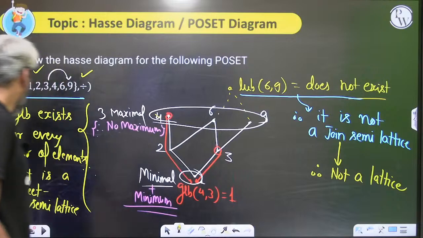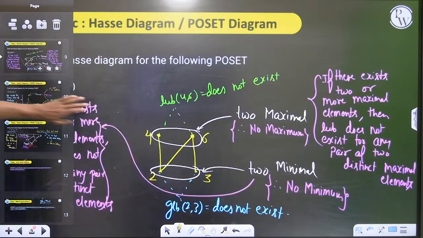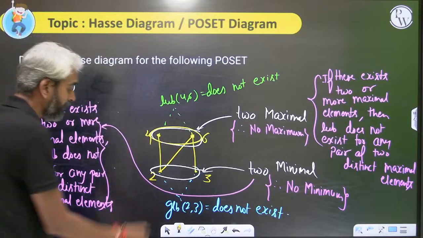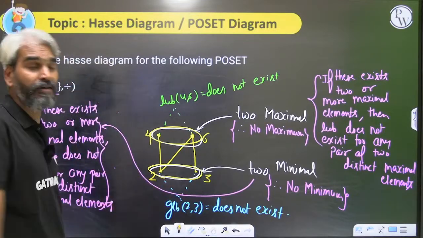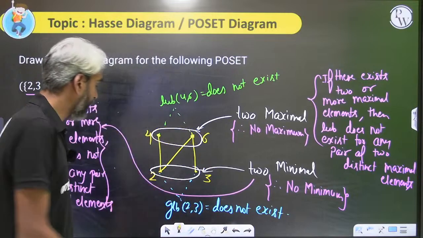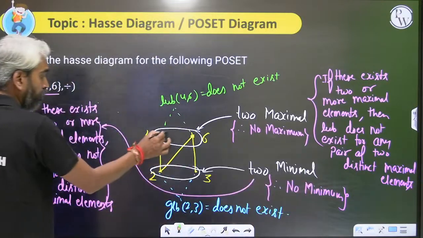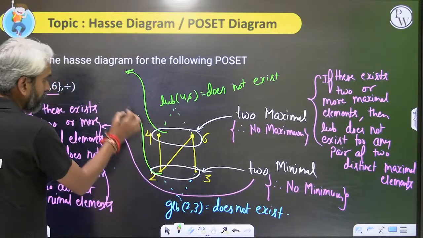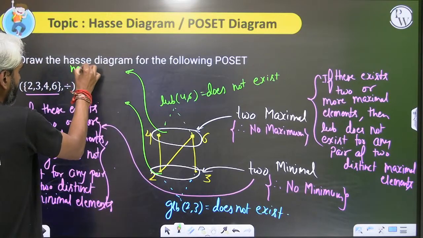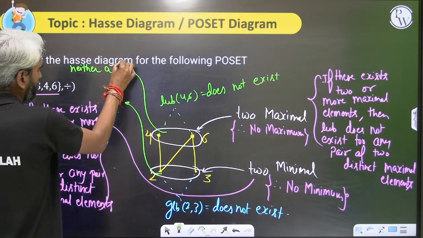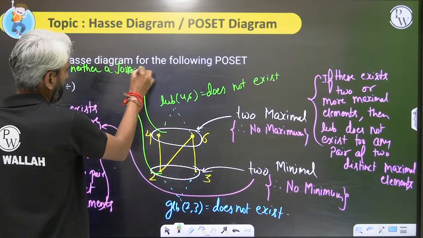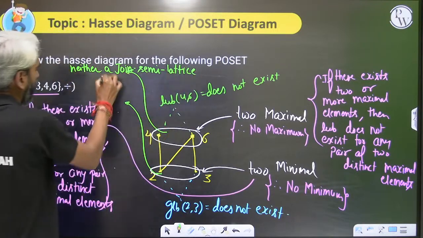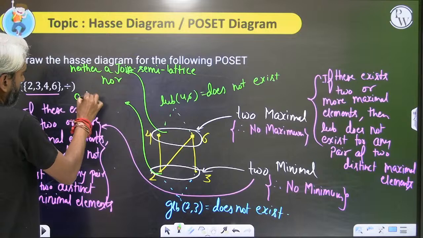Come on. Next. Sir, what about this poset? Let's look at this. Sir, two maximals, therefore it cannot be a join semi-lattice. Two minimals, therefore it cannot be a meet semi-lattice. So what can I say? Sir, neither a join semi-lattice, since with two or more maximals the least upper bound will not exist, nor a meet semi-lattice, since with two or more minimals the greatest lower bound will not exist.